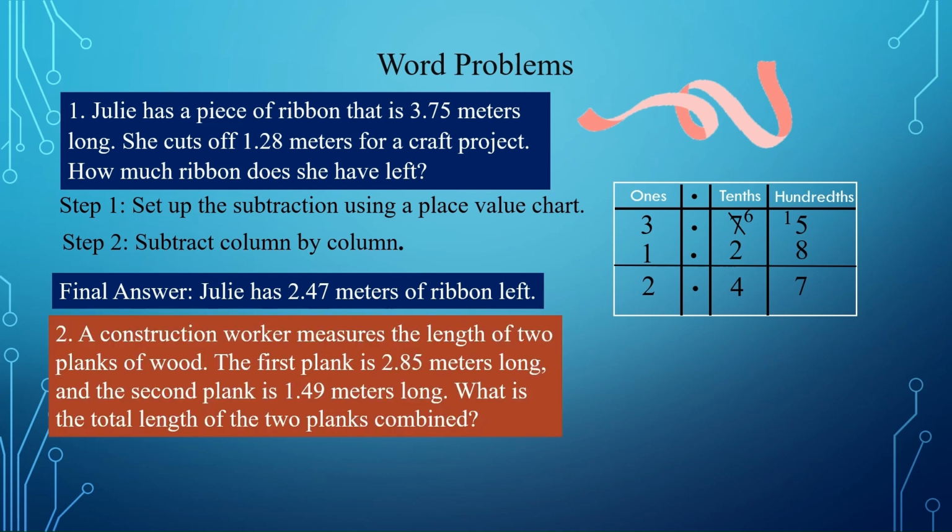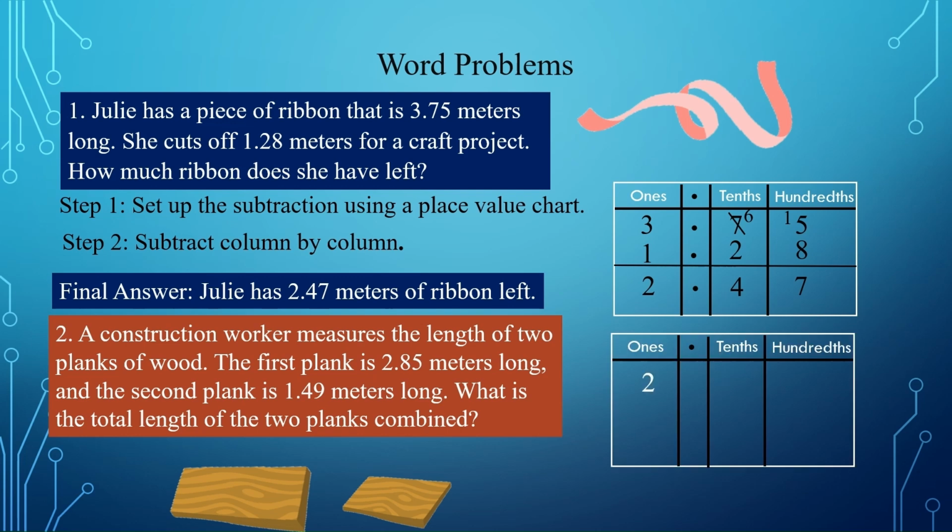Now the next question, a construction worker measures the length of 2 planks of wood. The first plank is 2.85 meters long and the second plank is 1.49 meters long. What is the total length of the 2 planks combined? And write what is given. First plank is 2.85 meters long. Second plank is 1.49 meters long. And you have to add.